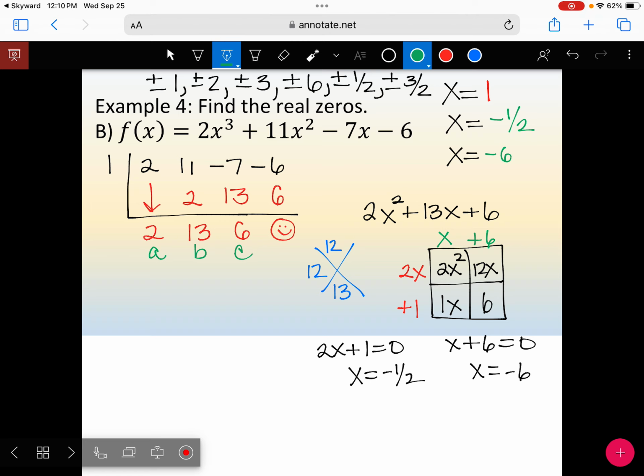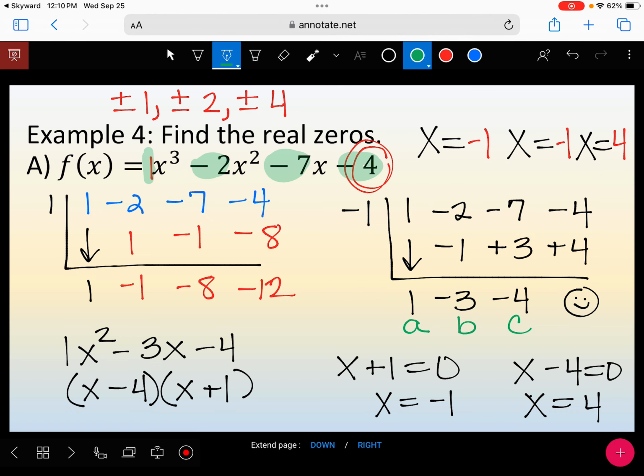Why couldn't I do a shortcut for the first one? Let's look at this one. What's the A value? You can only do the shortcut when A is 1. But if that's confusing, then do a box every time. You only have to do a box when A is not 1. Why did you do 1x squared? Because that's A. This is A, B, C. A is in front of x squared. It's always x squared, x to the first, no x's.